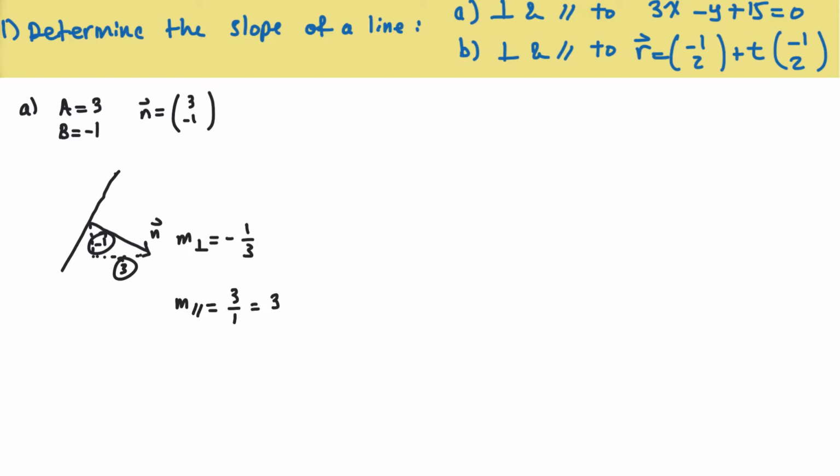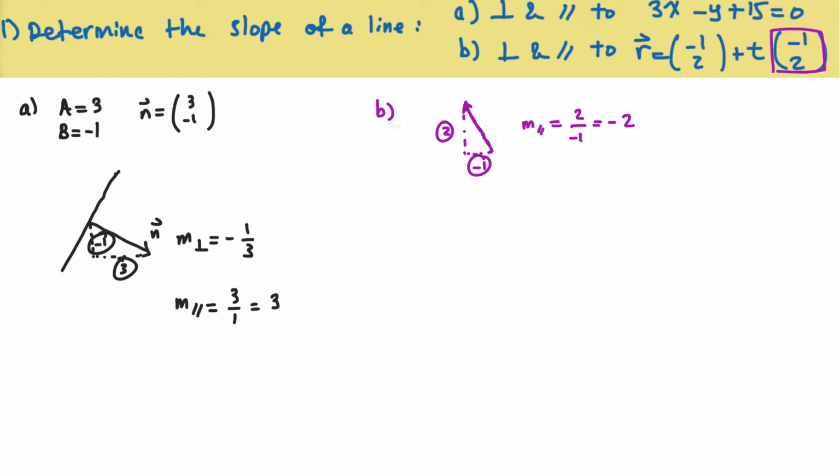For part B of the question, we're given the equation in vector form, so the direction here is negative 1, 2. So that's negative 1 in the x direction and 2 in the y direction. That is the direction that our line is traveling in. So we don't really care about the starting point here, all we care about is the direction. So the slope of the line parallel to this is going to be rise over run. So that's 2 over negative 1, which is simplified to negative 2.